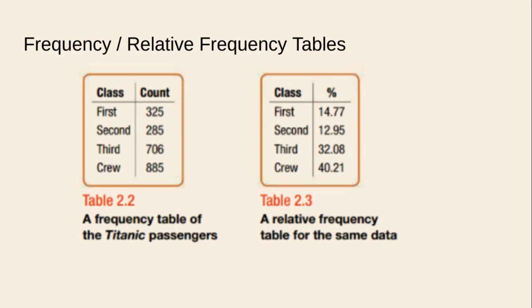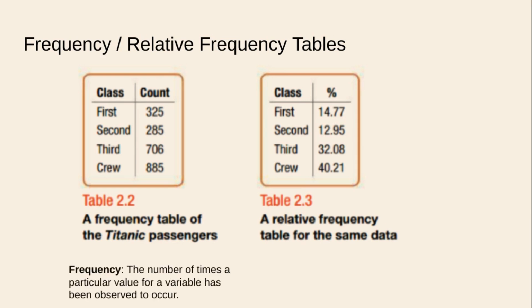Now we're going to talk about some tables. A lot of this section deals with tables. These are frequency, that's the one on the left, and relative frequency, the one on the right. Okay, so let's talk about this table on the left. This is a frequency table. All right, what is frequency? Well, it's the number of times a particular value for a variable has been observed to occur.